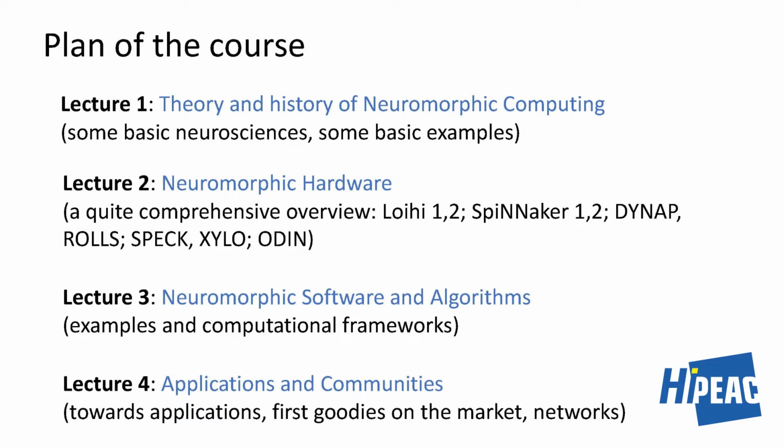The first two are digital devices, so they use conventional electronics. Spinnaker is an architecture based on ARM core processors. Loihi is a bit more specialized processors, but more or less conventional digital processors. DYNAP and ROLLS are mixed signal chips. So they use very large scale integration circuits that are analog to realize these neuroscience-like circuits.